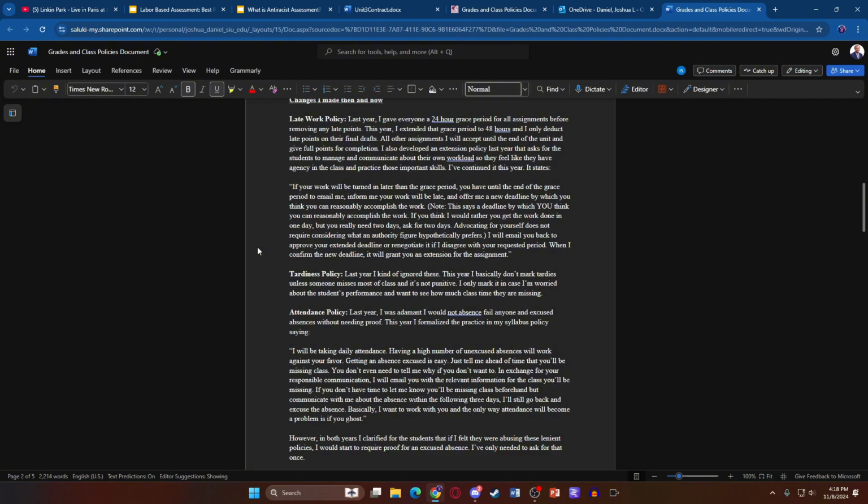Note, this says a deadline by which you think you can reasonably accomplish the work. If you think I would rather you get the work done in 1 day, but you really need 2 days, ask for 2 days. Advocating for yourself does not require considering what an authority figure hypothetically prefers. I will email you back to approve your extended deadline or renegotiate it if I disagree with your requested period. When I confirm the new deadline, it will grant you an extension for the assignment. This is my policy for all of my students.